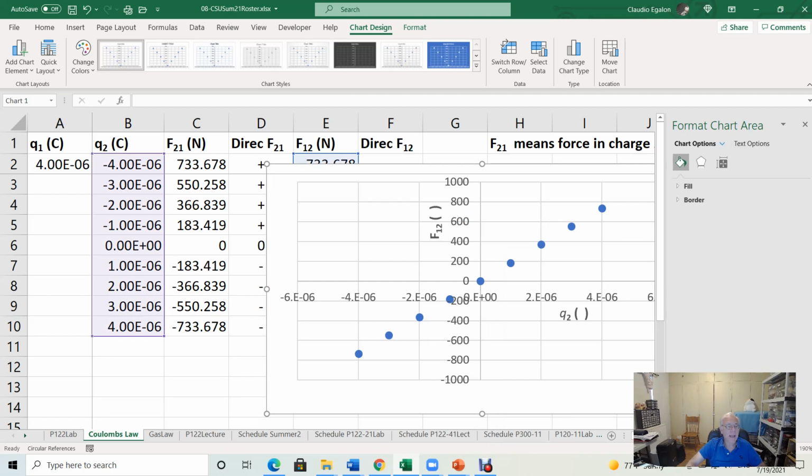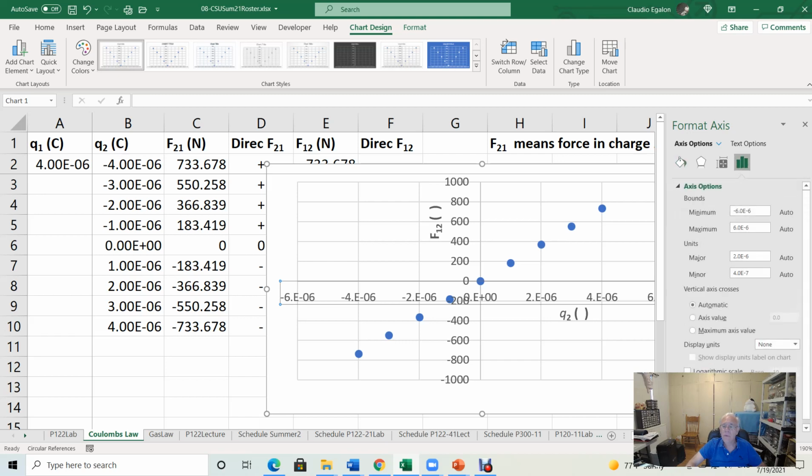We can adjust the axis. I think there's too much blank space here. Let's cut all the way down to 5, not 6. Axis option. So minus 5 to 5. And the major units, we're going to do in 1 unit.